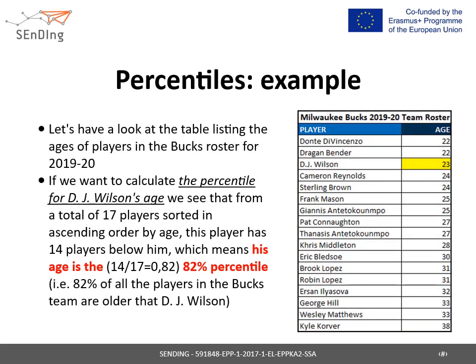Take a look at the table below listing the ages of players in the Bucks roster for 2019-20. If we want to calculate the percentile for DJ Wilson's age, we see that from a total of 17 players sorted in ascending order by age, this player has 14 players below him, which means his age is at the 14/17 equals 82% percentile, i.e. 82% of all the players in the Bucks team are older than DJ Wilson.